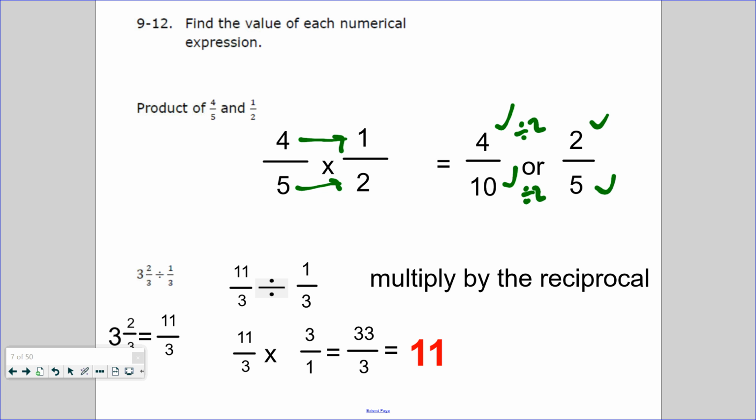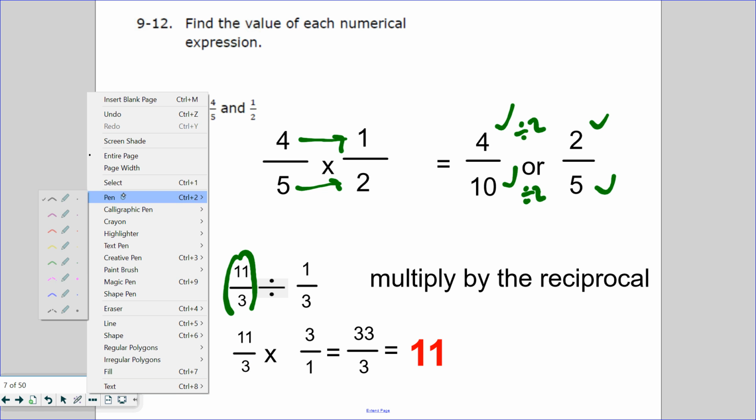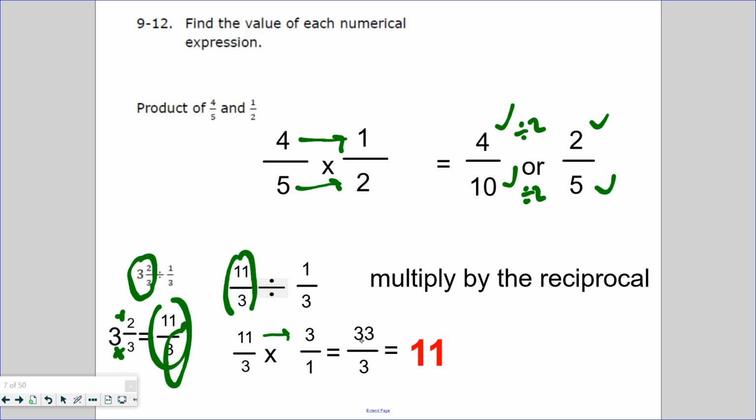So next one, you have 3 and 2/3 divided by 1/3. Is 3 and 2/3 written in fraction form? In case you forgot how to write a fraction form, 3 times 3 is 9. 2 more is 11/3. So we write 11/3 divided by 1/3. But when you divide fractions, do we just multiply? No, you have to do something called the reciprocal. Flip it around. So it's 11/3 times 3/1. So you multiply the numerators, 33. Multiply the denominators, 3. 33 divided by 3 is 11.